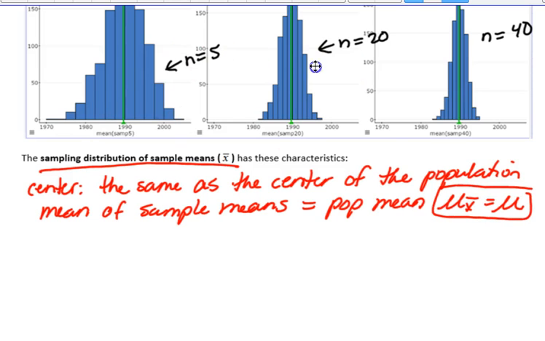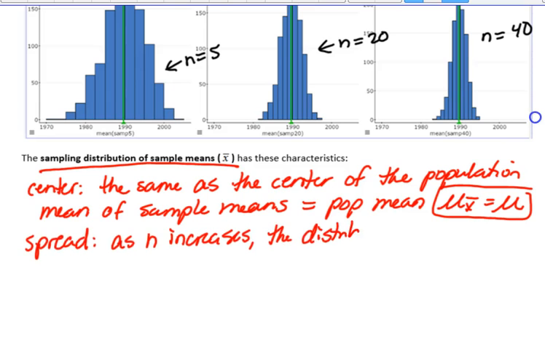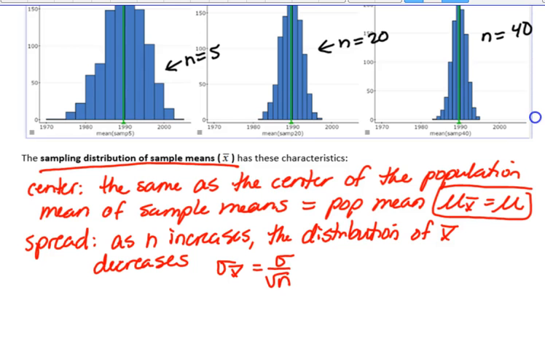Another thing that's very obvious is as the sample size increases, the spread, the amount of variability in the distribution of sample means, decreases. So when we think of spread or variability, as n increases, the distribution of x bar decreases. And as a matter of fact, we did some computations and found out that sigma of x bar actually equals sigma divided by the square root of n.